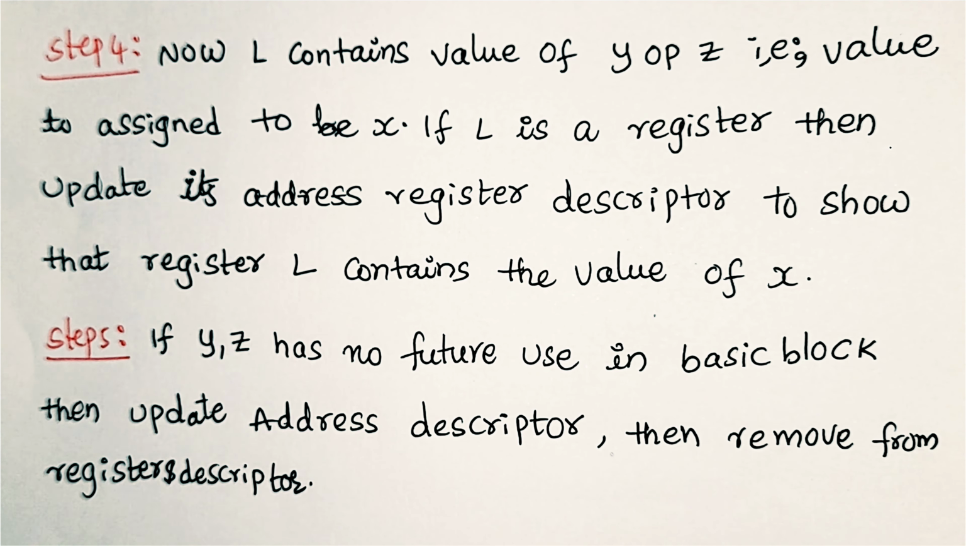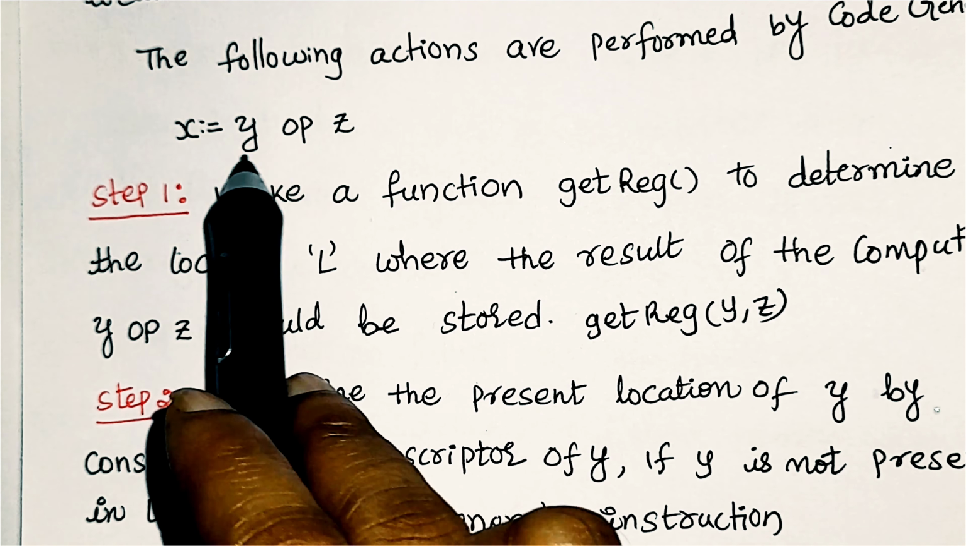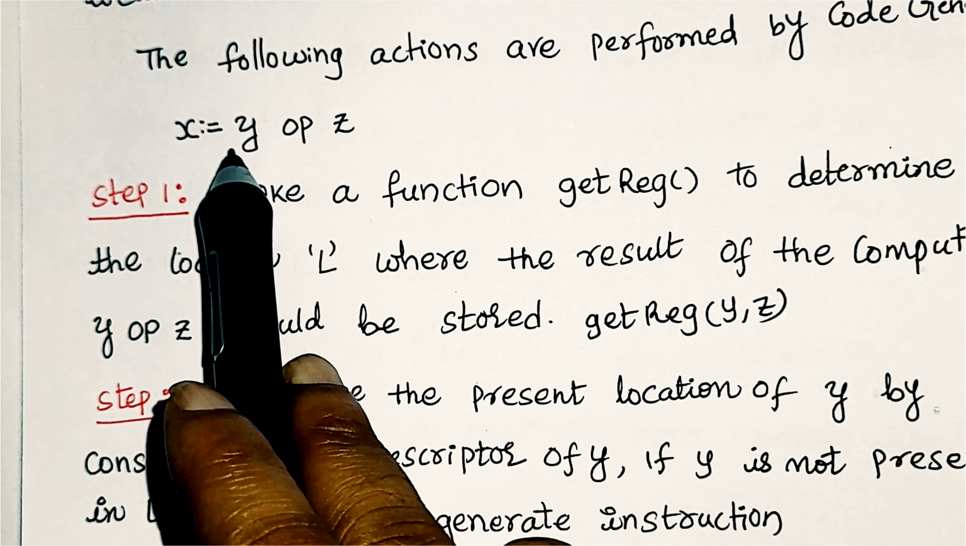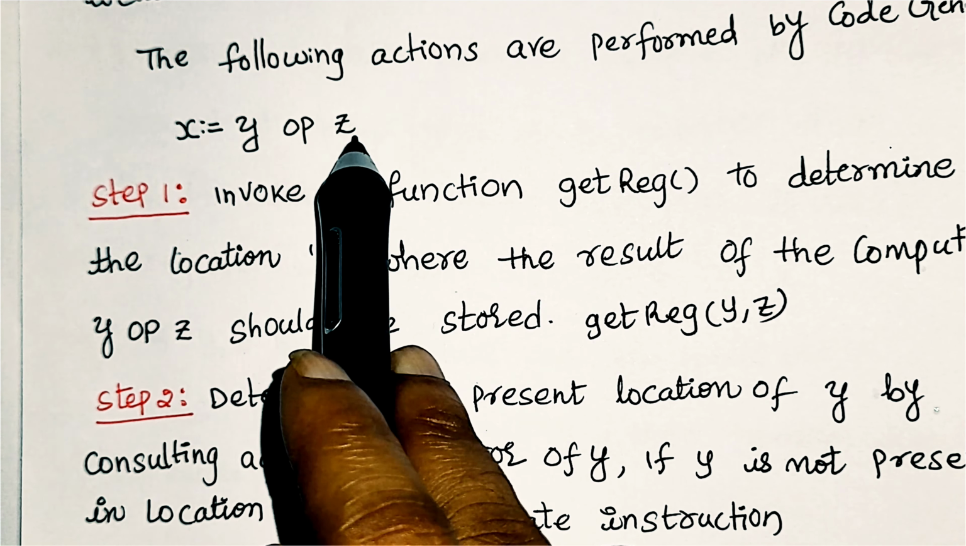Here you can see it is telling us x is equal to y op z. First you find the location of y, then you find the location of z. After completion of this, in step 4, you update the register descriptor. When you update the register descriptor, this y op z will be assigned to x, friends. In step 5, if y, z have no future use in the basic block, then update the address descriptor and remove them from the register descriptor.